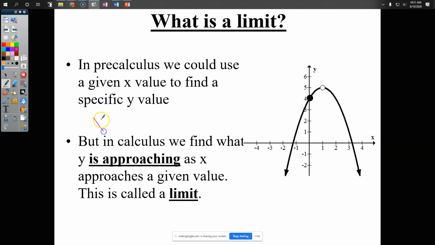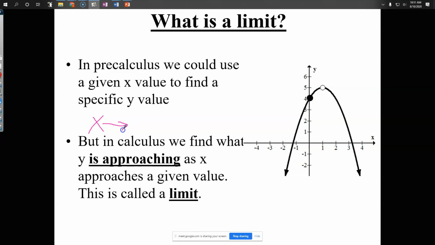So in other words, we would write it like this. As x approaches 1, as it gets closer and closer to a value of 1 for the x, what y value are we getting closer and closer to? And the answer now you can say is 5.